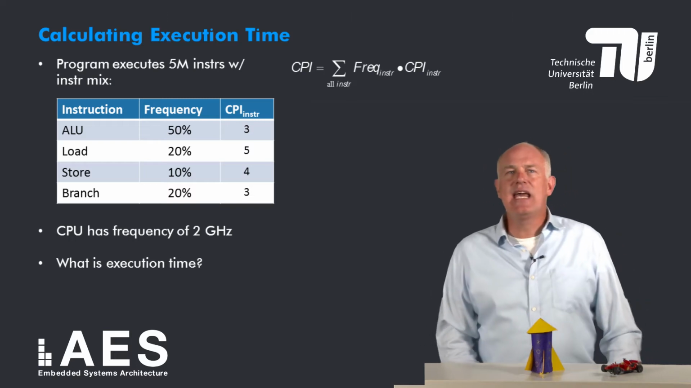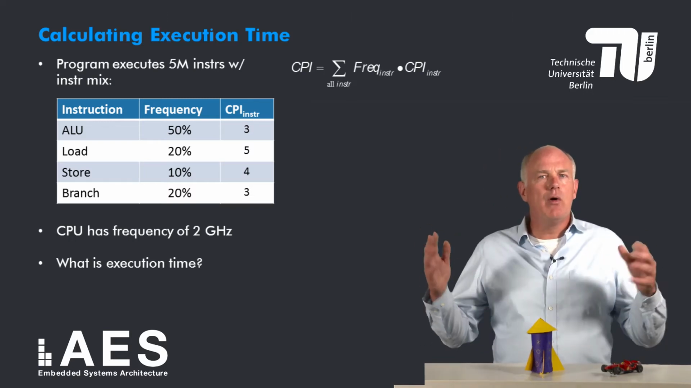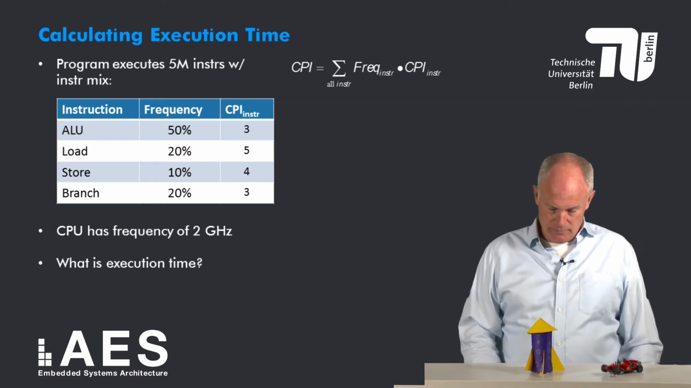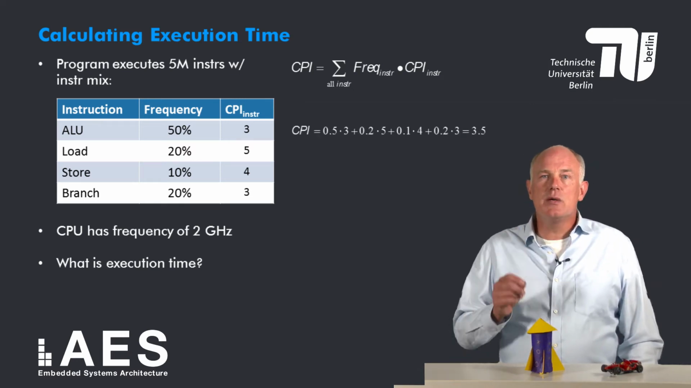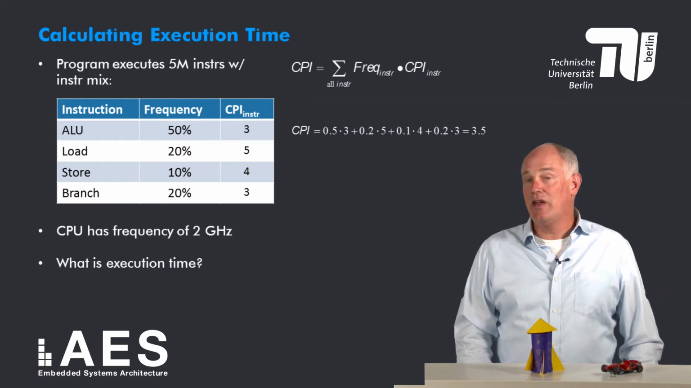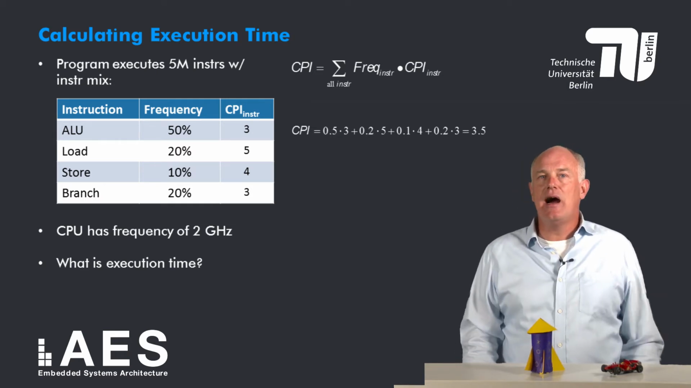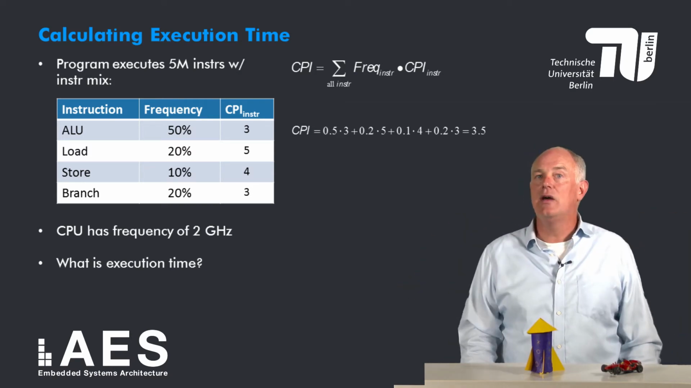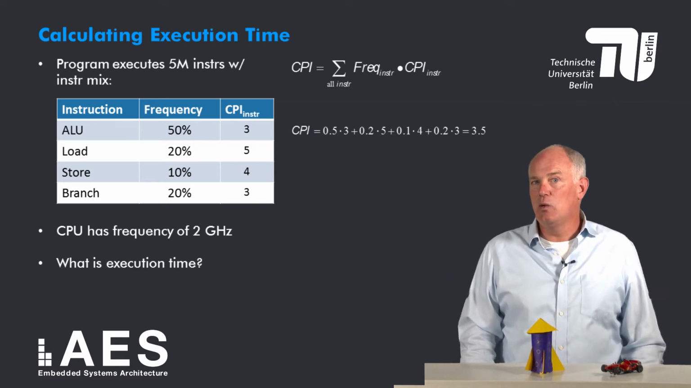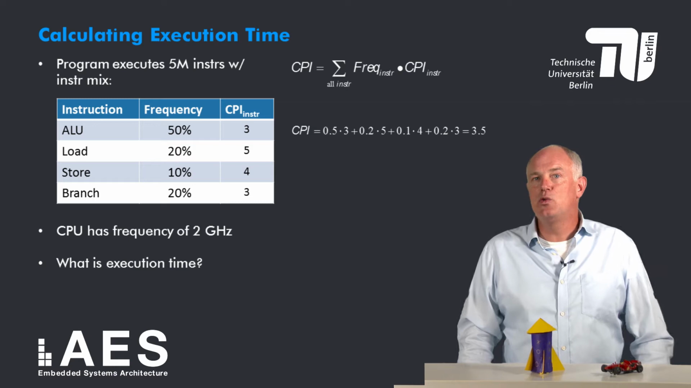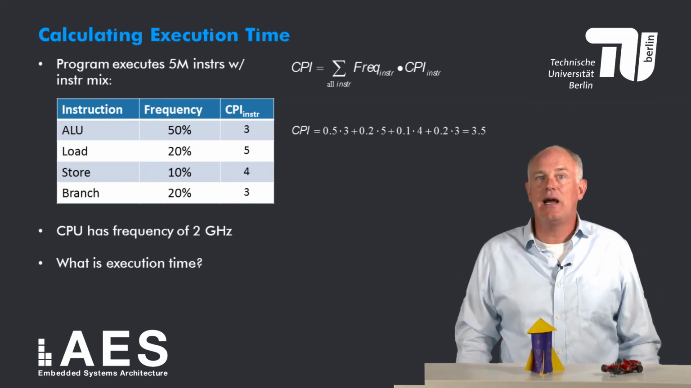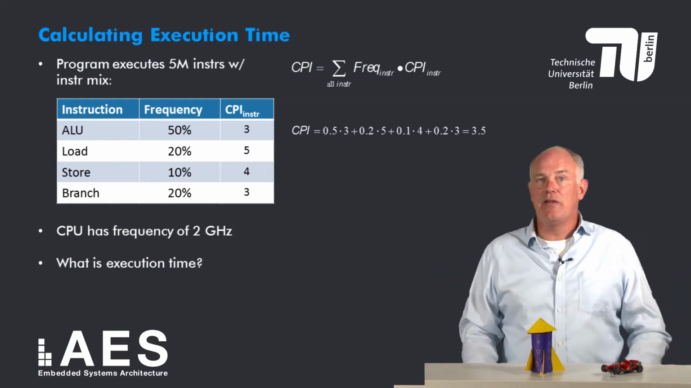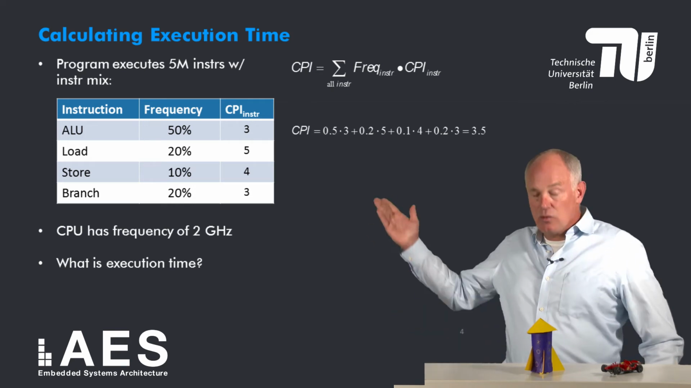The average CPI is given by this equation here: the sum over all instructions of the frequency of that instruction times its CPI. We can now substitute the values in the table in this equation to obtain the average CPI equals the frequency of ALU instructions, 50% or 0.5, times the CPI of ALU instructions, 3, plus 0.2 times 5, corresponding to the frequency and CPI of load instructions, plus 10% times 4 for stores, and 20% times 3 for branches. This amounts to 3.5.